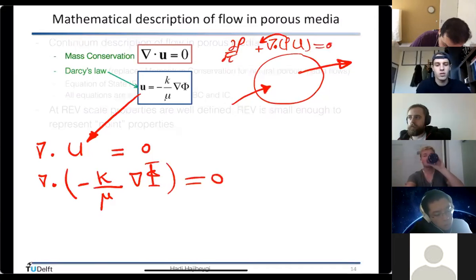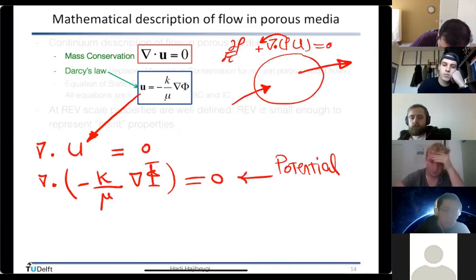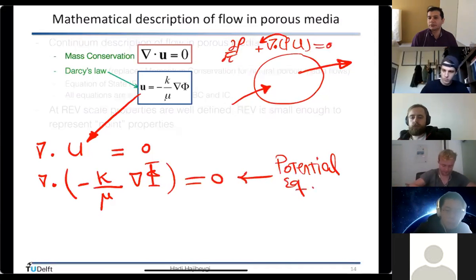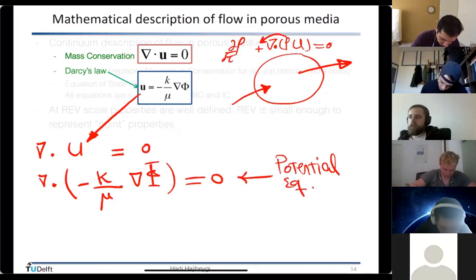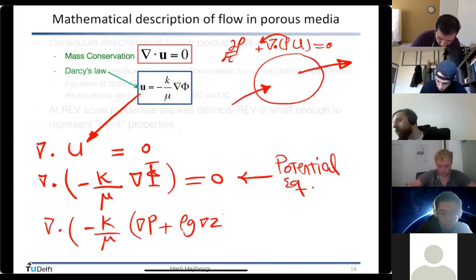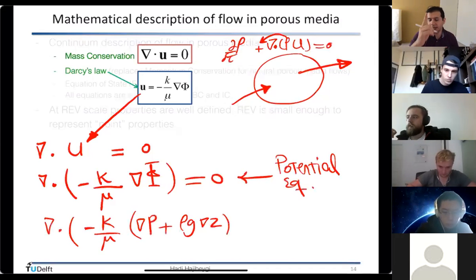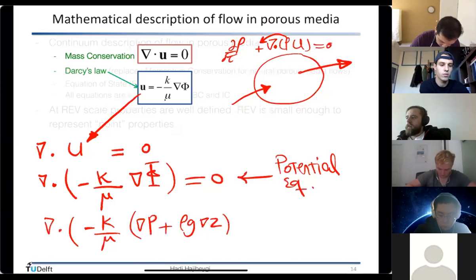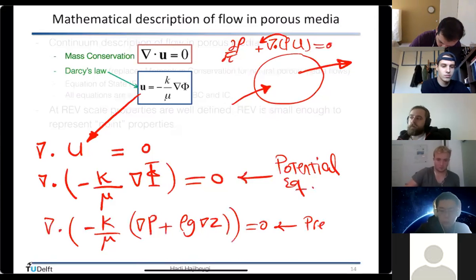What I have reached so far is this equation. We call it potential equation. Or many times we call it pressure equation. If, instead of potential, we write it as divergence of minus K over viscosity, gradient of pressure plus rho g grad z, which means we only use rho g in the vertical direction in which the gravity is acting. If not acting, we don't really use it. You can also sometimes write it this way. This is pressure equation.